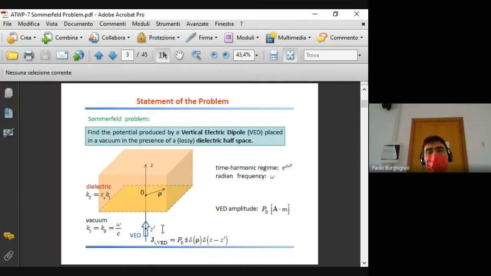Note that the source is in a vacuum, so the wave number k1 of the medium below the interface, that is below the plane z equals zero, is equal to the vacuum wave number k0, the ratio between omega and the free space velocity, c. Whereas in the dielectric, the wave number k2 is given by k1 times the square root of the relative permittivity of the medium, which again is in general lossy.